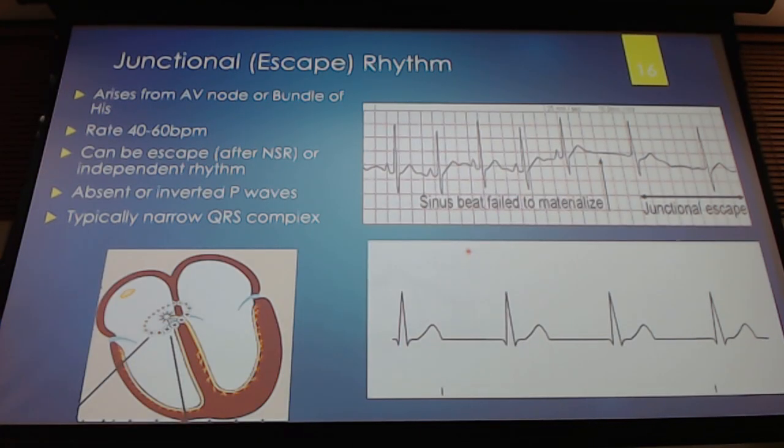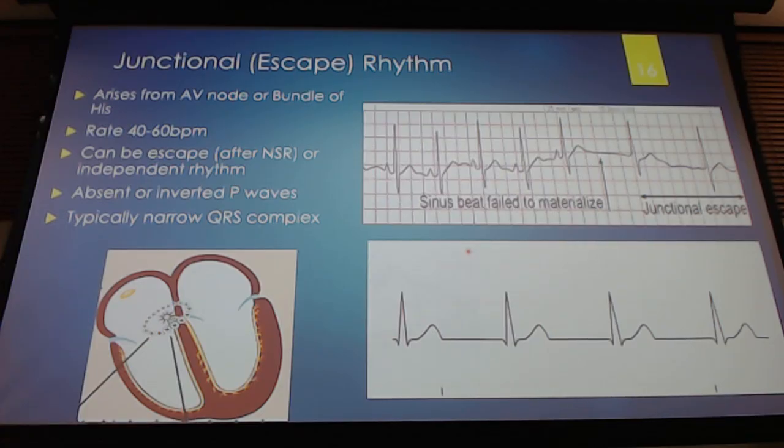So the first thing we'll talk about, though, is junctional escape rhythm. This can occur as an independent rhythm, meaning when you look at the ECG, you have a junctional rhythm on the entire ECG. Or you have a normal sinus rhythm and all of a sudden it degenerates into a junctional rhythm. The SA node seemed to have been firing okay, but now it's not firing, so the junctional area had to take over. The junctional area is around that AV node, just above the AV node, bundle of His, that area. Our rate for this is typically going to be 40 to 60 beats per minute.